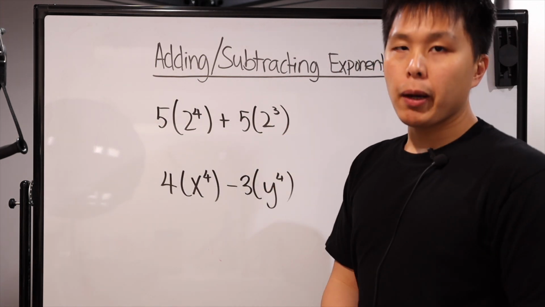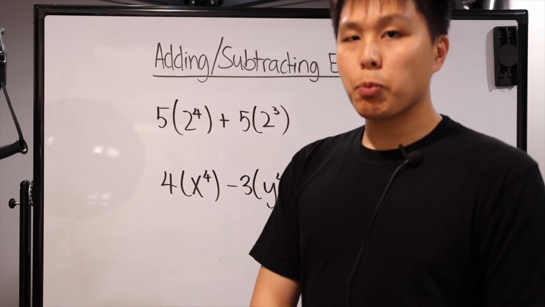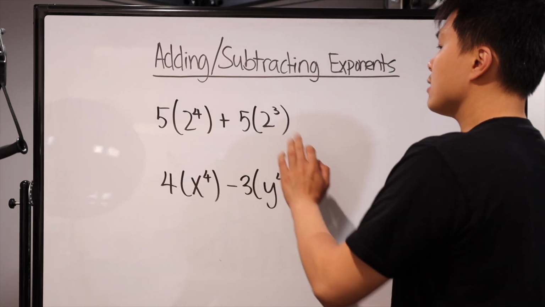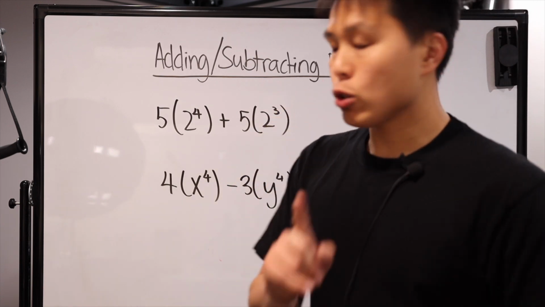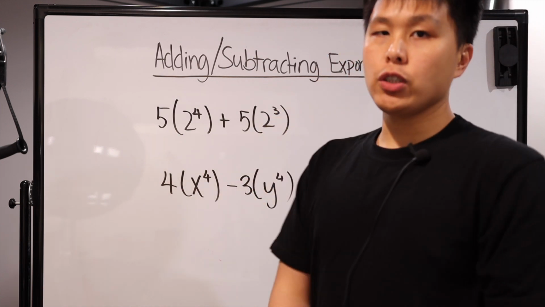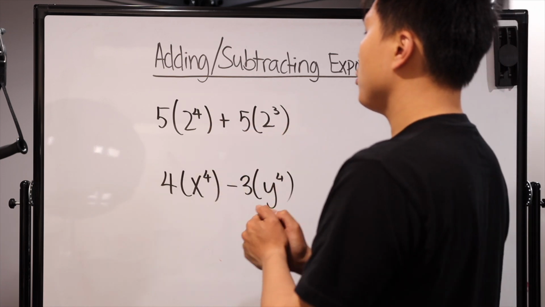The reason you cannot combine it is fairly simple. Remember, there are two criteria. Base and exponent must be the same. Base is the same, wonderful. Exponents are different, not so good. Doesn't matter that the coefficient is the same. It makes no difference, right? The base and exponent must be the same.